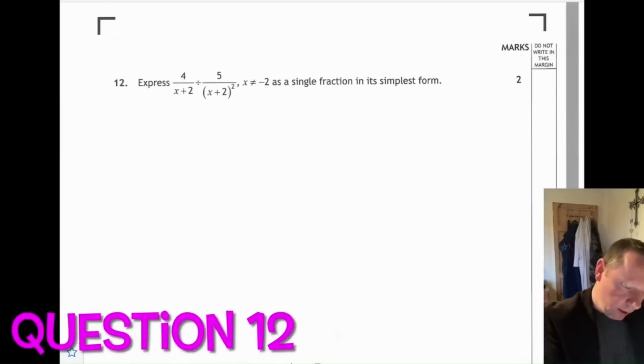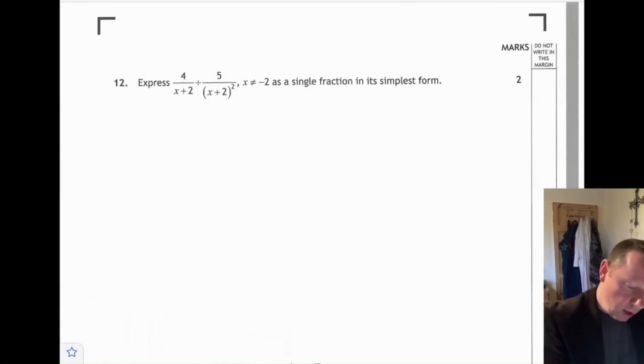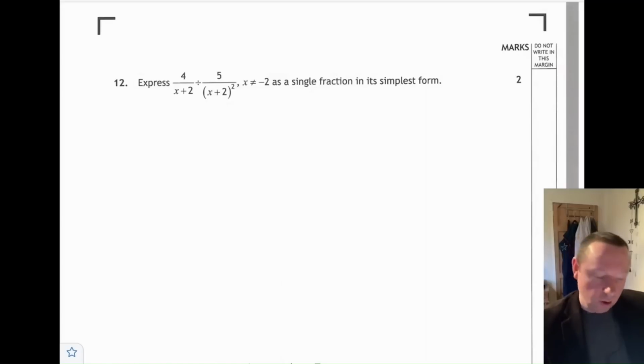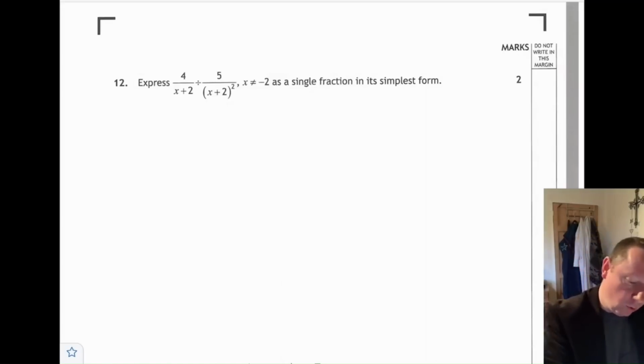Question 12. Express that as a single fraction in its simplest form, algebraic fractions. x plus 2 squared, so x plus 2, and it's a divide. The first thing we're going to do is get rid of that divide. So we've got 4 over x plus 2. Divide means we change to times, and we flip the second one upside down.